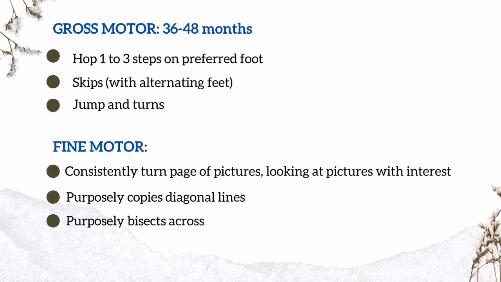Gross motor, from 36 months to 48 months: can hop, and follow 1 to 3 steps on prepared food. There are some examples of preschoolers' nutrition and sleep and their gross motor skills.